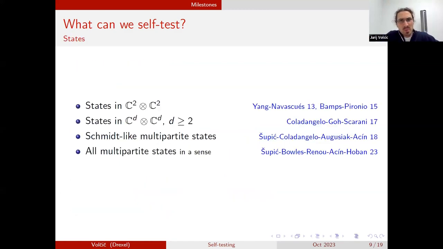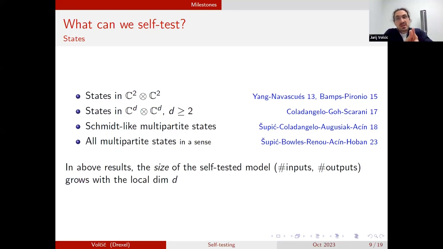Okay, now what can we self-test if I talk about states? This was the progression of how things went. First they managed to show that every entangled qubit state can be self-tested. In 2015, then two years later, we can extend this to any dimension d, and later on they even got results for multipartite states, states with more than two parties, which is outside the scope of what I'm going to talk about. So in a sense this answers the question: which states can be tested? Well, every entangled state can be self-tested.